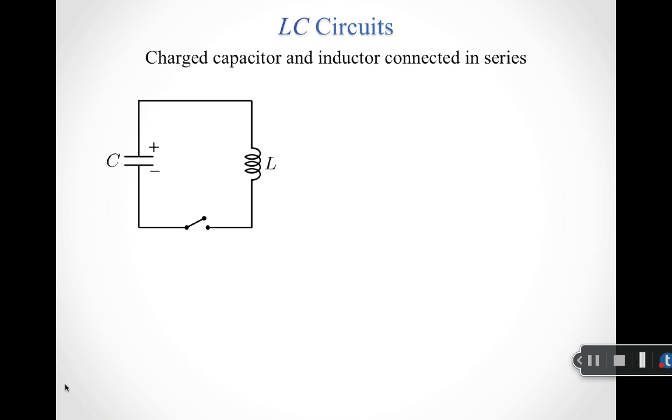So we're going to add the next type of circuit that we're going to talk about. We've talked about RC circuits, we've talked about RL circuits. Now we're going to take the resistor out and we're going to put the capacitor and the inductor together. So we're going to talk about LC circuits.